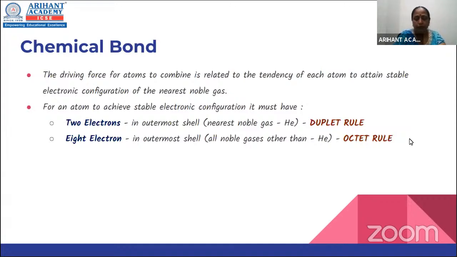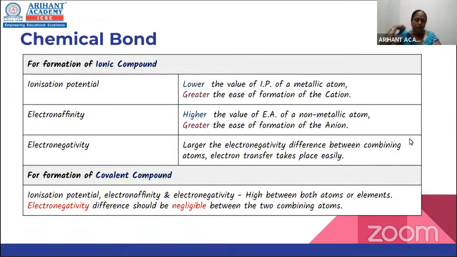And from here, we move on to ionization potential. Suppose it's a metal. If its IP is low, IP is ionization potential, which we've studied in the periodic table, then the metal will easily lose electrons and the cation will be easily formed. Electron affinity: if we have a higher electron affinity, that means it's a non-metal, and the ease of formation of an anion is greater. And electronegativity, the greater the difference, the better the ionic bond, the ionic compound, will form.